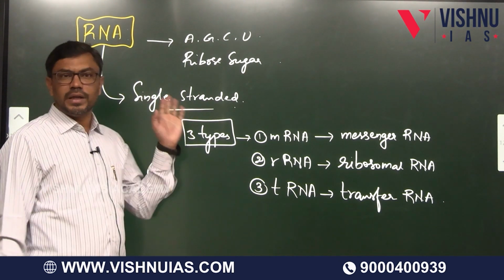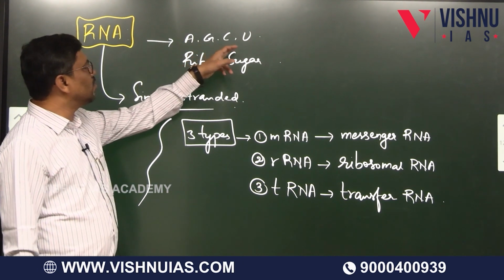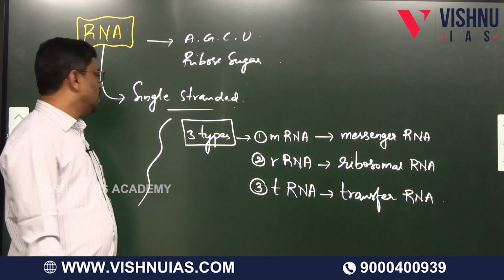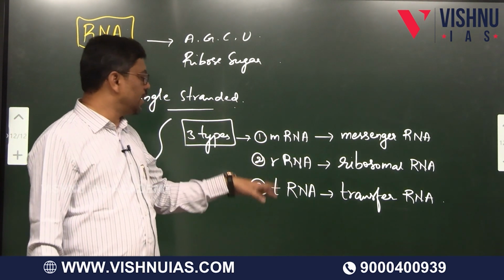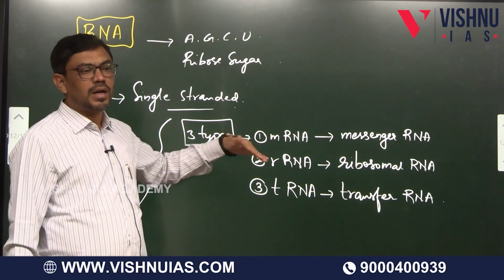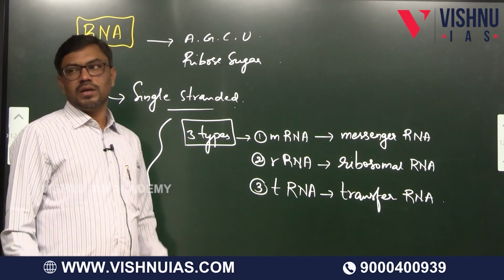So, RNA is single stranded, made up of adenine, guanine, cytosine and uracil nitrogen bases, ribose sugar and phosphate. There are 3 types of RNAs. They are mRNA, rRNA and tRNA. mRNA means messenger RNA, rRNA means ribosomal RNA, tRNA means transfer RNA. Now listen.